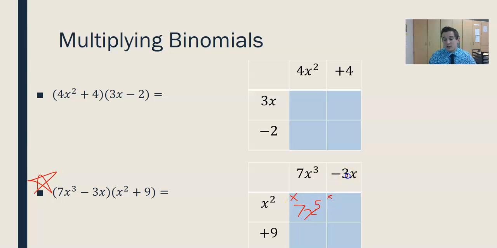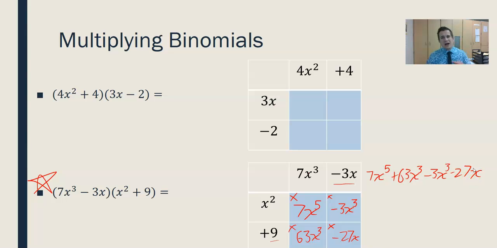In this box I'm going to multiply negative 3x by x squared, which is negative 3x cubed. In this box I'm going to multiply 7x cubed by 9, which is 63x cubed. And in this box I'm going to multiply 9 and negative 3x, which is negative 27x. Now I'm going to write that out in the form of a polynomial. So I have 7x to the 5th plus 63x cubed minus 3x cubed minus 27x.